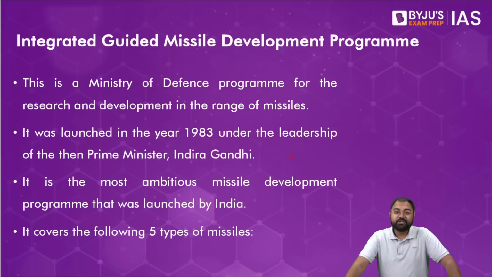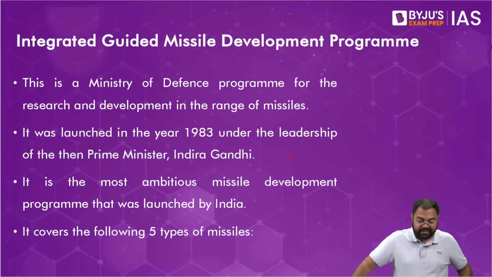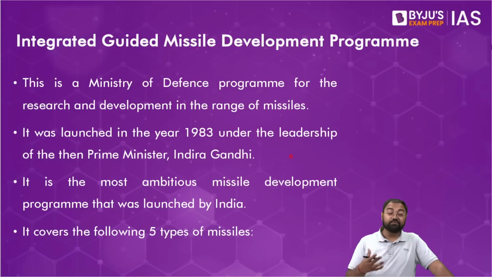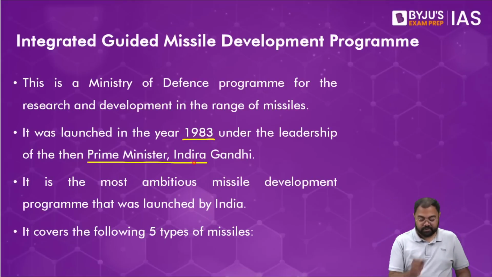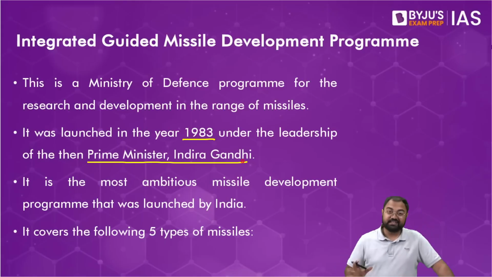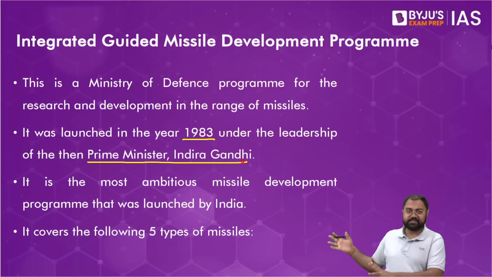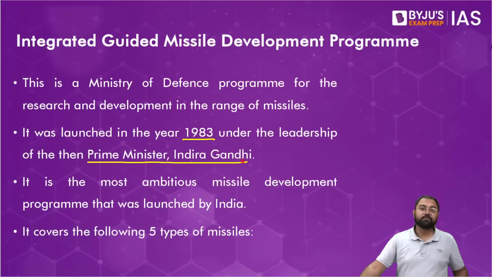Now, when it comes to the Indian missiles, we first started with something called the Integrated Guided Missile Development Program. This program became important because this is where for the first time we started working on our missile programs. And this was the year 1983 under the Prime Ministership of Indira Gandhi. This is where we started working on our defense program, and it took us almost the next 15-20 years, and we were able to develop all these missile systems.